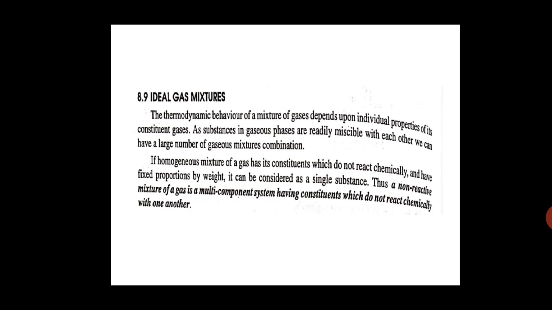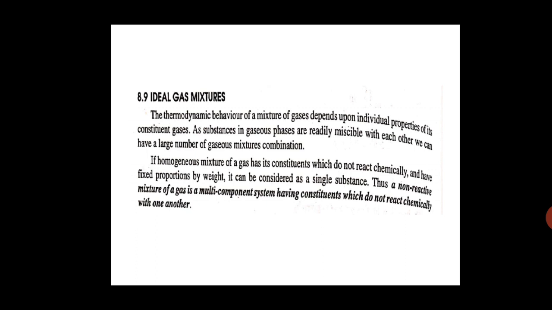If a homogeneous mixture of a gas has its constituents which do not react chemically and have fixed proportions by weight, it can be considered as a single substance, like we consider air again. Here, the constituent gases, like nitrogen, oxygen, carbon dioxide, do not react with each other and their proportion is fixed. That is why we call it a single substance, air.